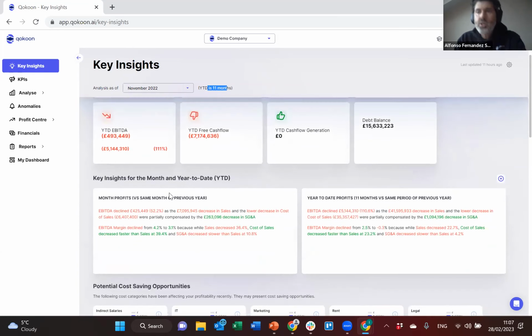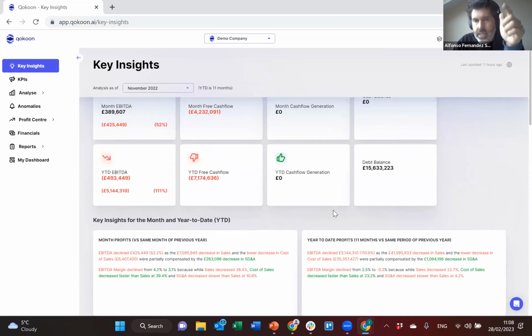Now usually Qokoon has the month analysis on the left and the year-to-date or last 12 months on the right. Okay, I'm gonna focus on the year-to-date. We told you that your EBITDA declined 5 million. Now we tell you here in a sentence, and the sentence is color-coded as well. So red is bad, green is good. Basically, we're telling you EBITDA declined 5 million as the 41 million decrease in sales and the lower decrease in cost of sales, 35 million, were partially compensated by the 1 million decrease in selling, general and administrative.